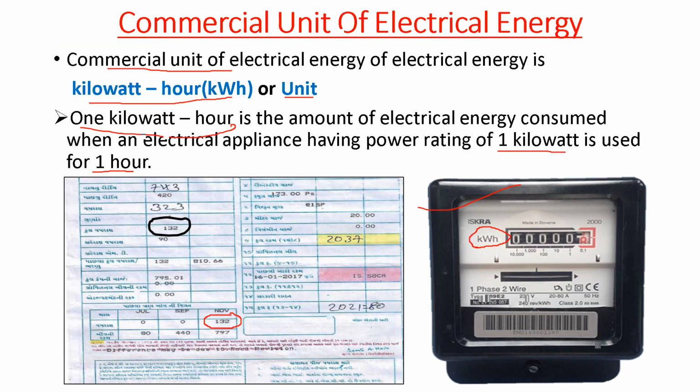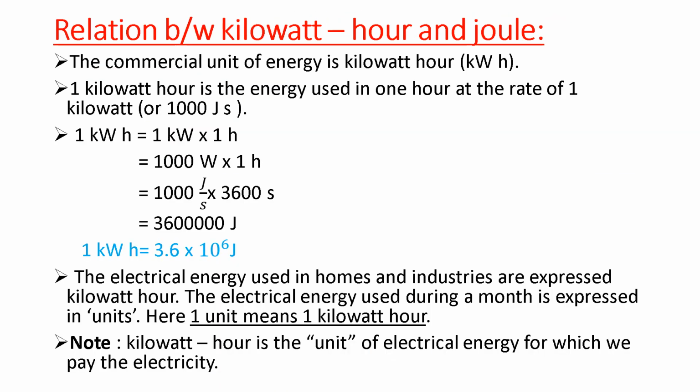Now let's move to the next topic. Our topic is the relation between kilowatt hour, that is kWh, and joule. We know that electrical energy is also expressed in joules, so let's see the relation between them. We know that the commercial unit is kilowatt hour, and 1 kilowatt is equal to 1000 joule per second, because watt can be expressed as joule per second. Now let's see the relation.